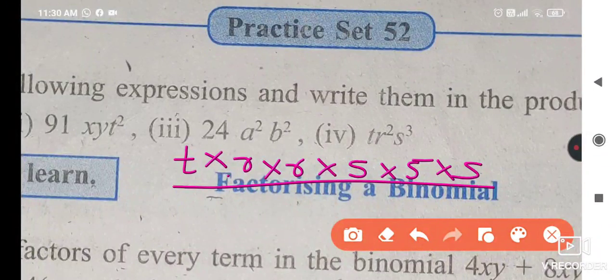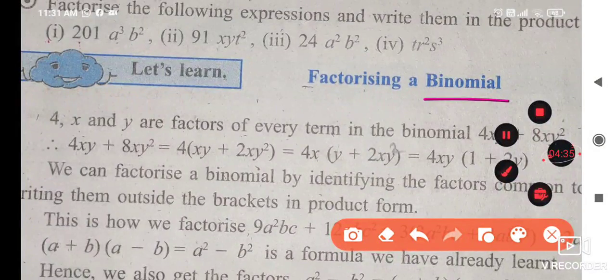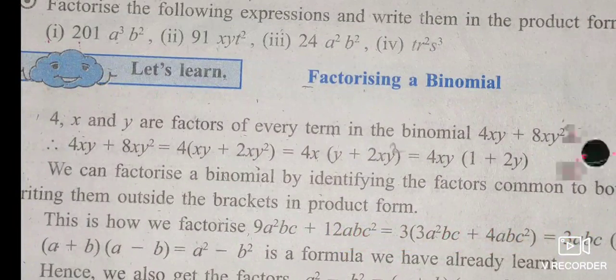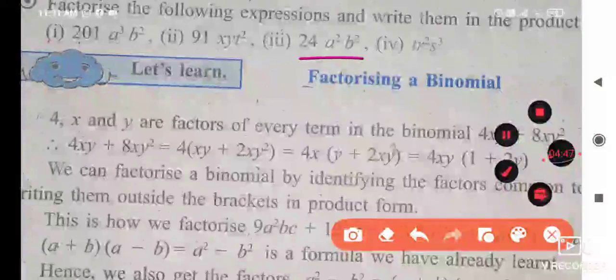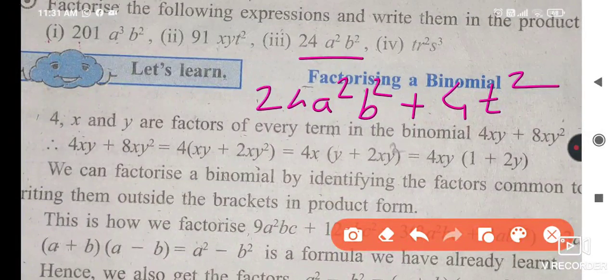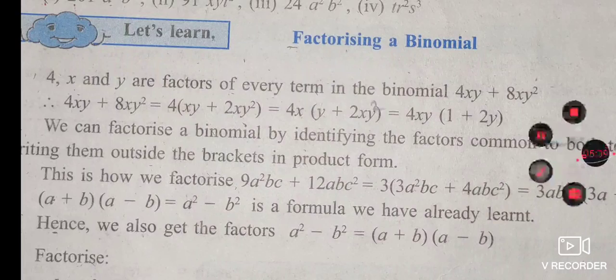After this, in practice set number 52, one more factorization is there, and that is the factorization of binomials. Monomials and binomials, the terms, I will revise quickly. This term is called a monomial. Suppose here 24a square b square plus 4 t square. If it is like that, then it is called a binomial. The addition of two monomials is called a binomial. So here binomials are given to us, and how to factorize those binomials we will see now.